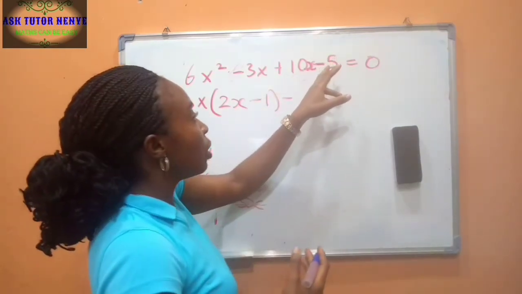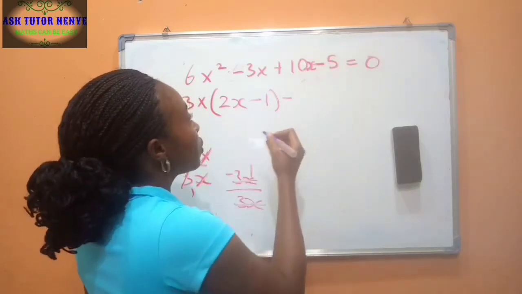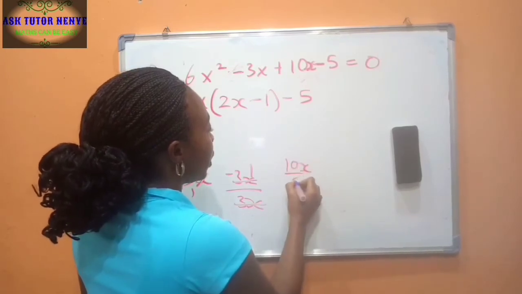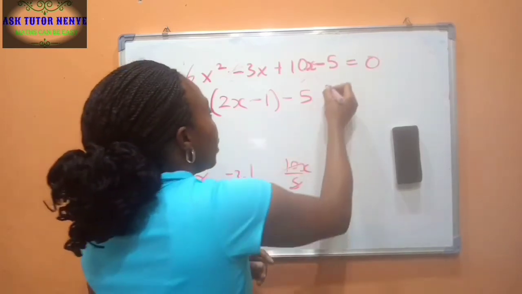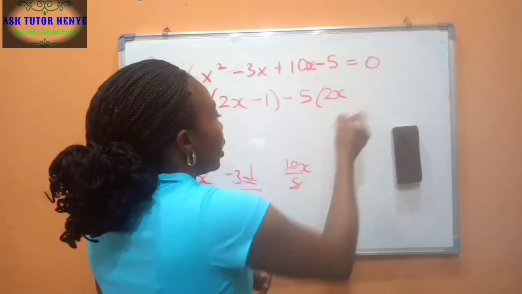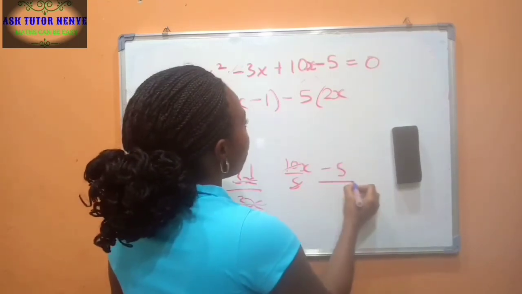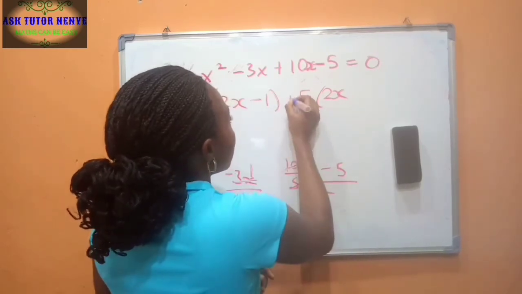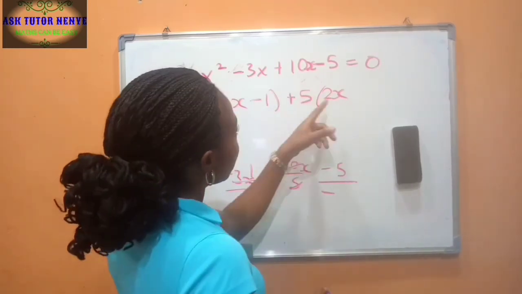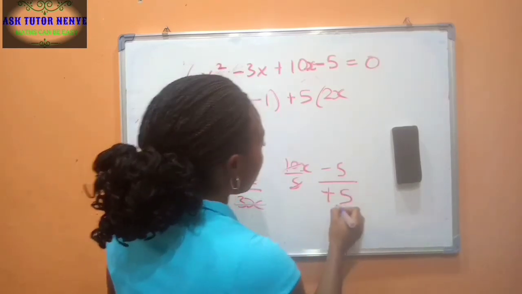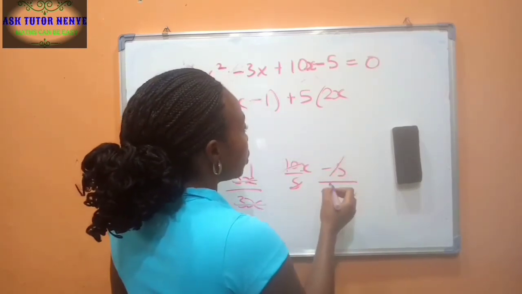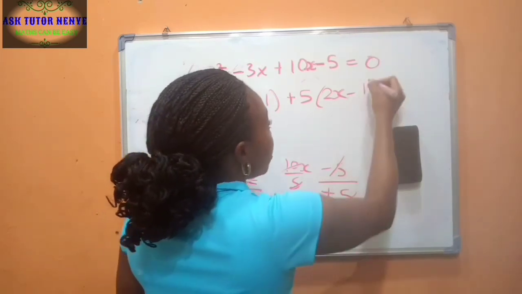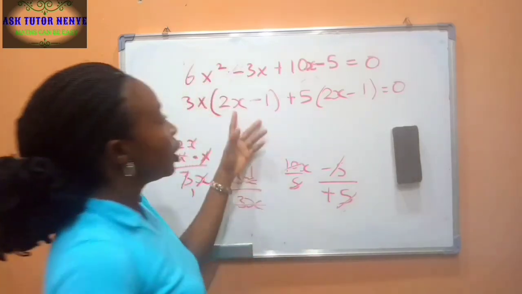To this side, 10 and 5. What's the common factor? The common factor here is what? 5. So we are going to have 10x divided by 5. When you do 10x divided by 5, you're going to have 2x. And when you say minus 5 divided by what? Sorry, this is 5. Minus 5 divided by what? Plus 5. When you do that, you're going to have what? Minus 1. Minus divided by plus gives you minus, okay? So you can see we're on track.